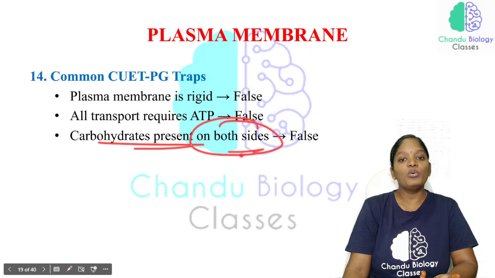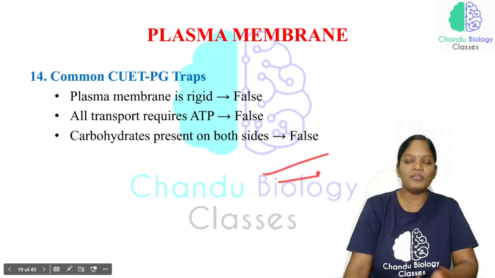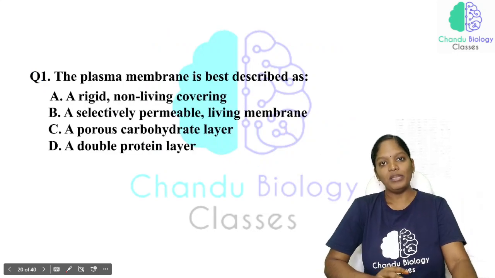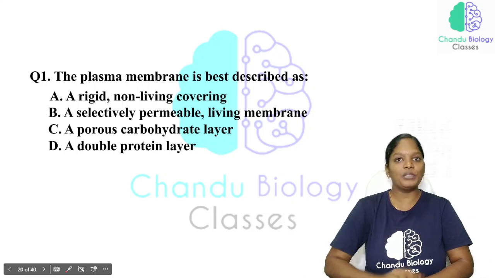Carbohydrates are present on both sides: we have studied that carbohydrates are present only on the outer side, so this statement is also false. So we have completed the most important things with respect to the plasma membrane.